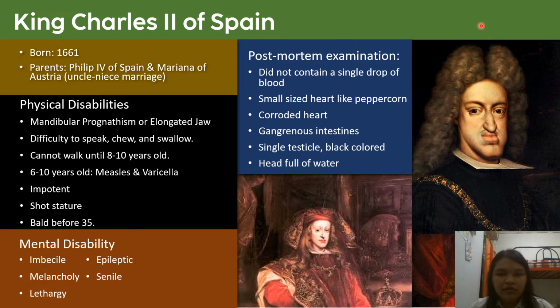He has a small sized heart like a peppercorn, that small, and he has a corroded heart and gangrenous intestines. He has a single testicle, and it is black, and his head was full of water. Yeah, so that is the impact of 16 generations of inbreeding. So we're gonna move to the next one.